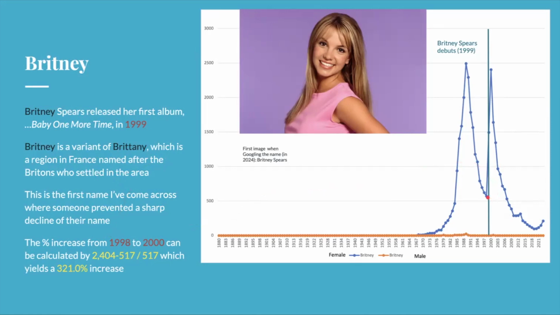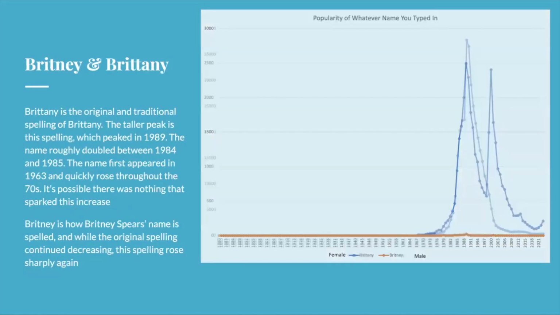So this is 1998, and this is 2000. If we look at the percent increase from those years, it is a 321% increase. Now, I thought that because this name increased so sharply, especially right here, maybe there was someone famous named Britney spelled the traditional way, but there wasn't. The name just increased really fast.